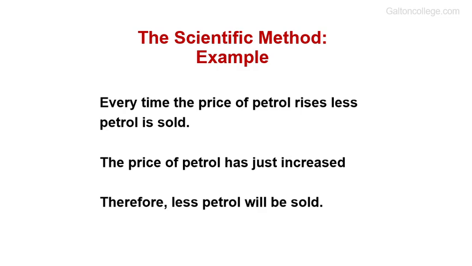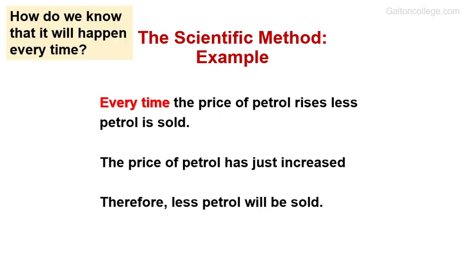Every time the price of petrol rises, less petrol is sold. The price of petrol has just increased, therefore less petrol will be sold. That's what we end up with. That's what we've worked out, and we've generalized. That means every time the price of petrol increases, less petrol will be sold, because we've worked it out from the figures. We've analysed the figures, and that's the pattern that came out, and we're now generalising it. So we have every time, and that's what we were aiming at.